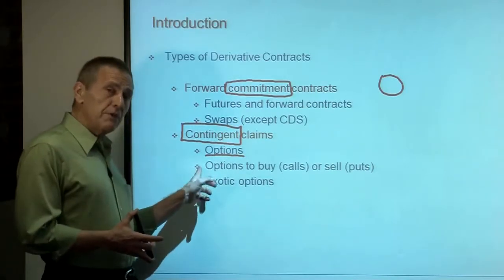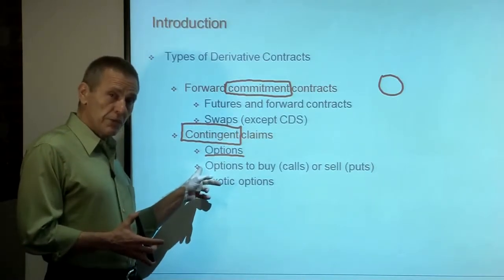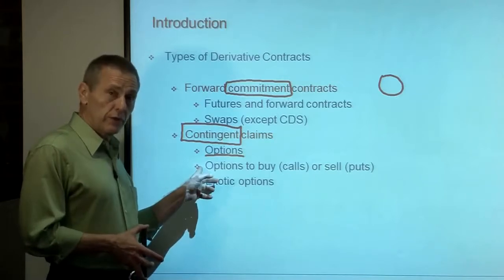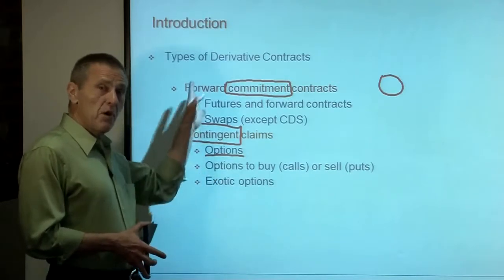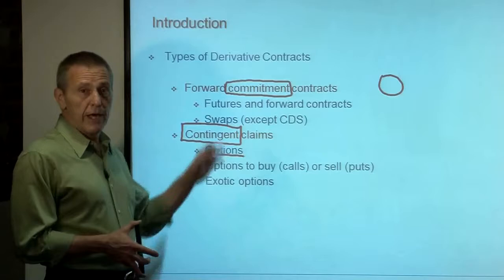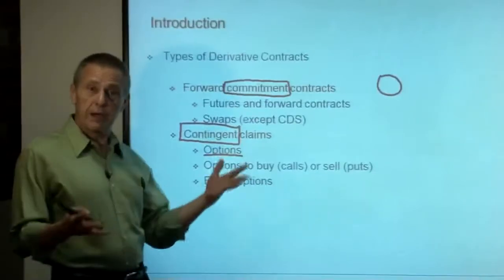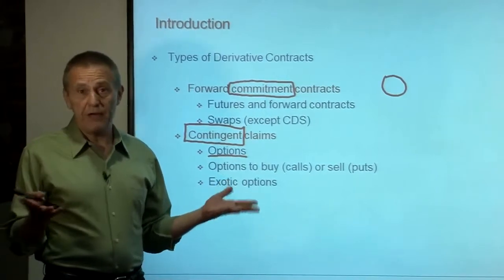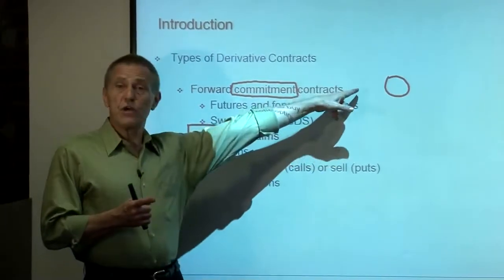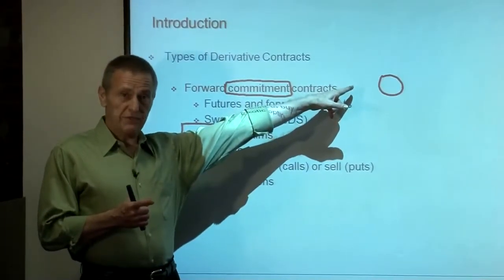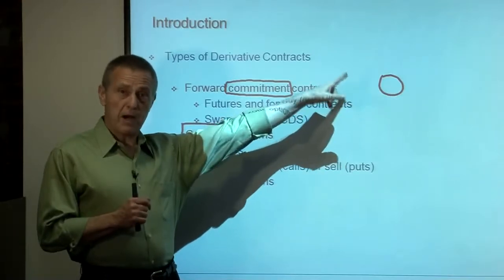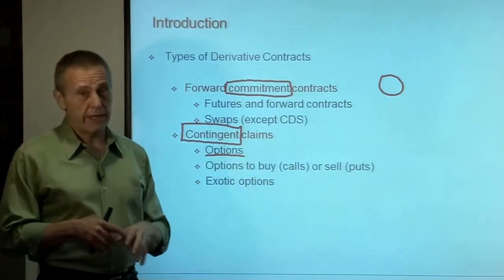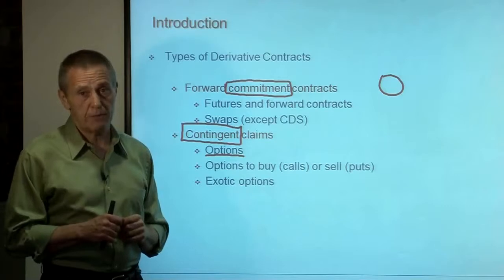But note the extreme difference in the contractual relationship between the buyer and seller, the long and the short, on a contingent claim versus a forward commitment contract. Again, in forward commitment contracts, parties are exchanging equal but opposite obligations. And if done at fair value, neither party has an advantage. So forward commitment contracts, if done at market, and the vast majority of them are, have that zero initial value. And again, that's the capital efficiency I talked about before.